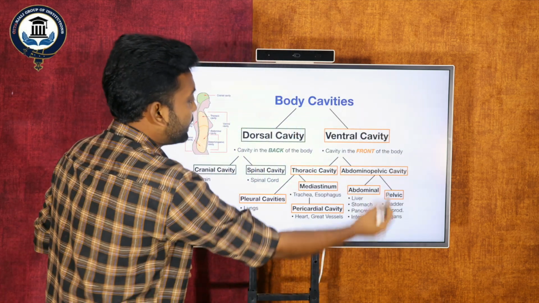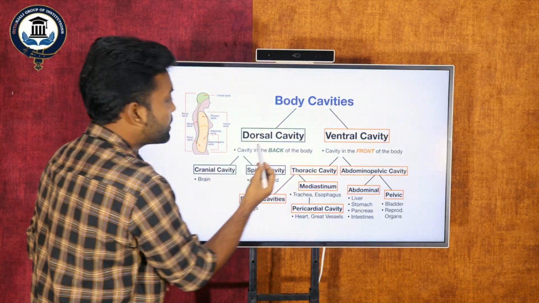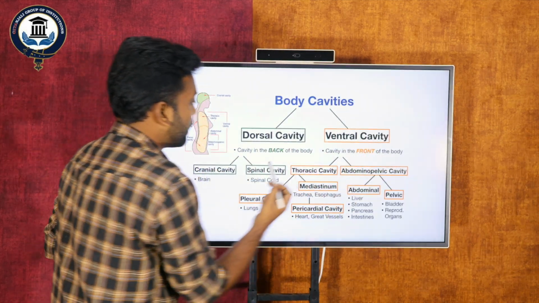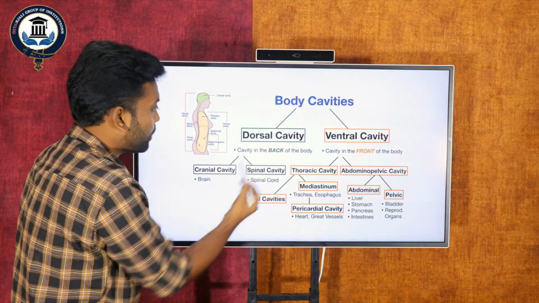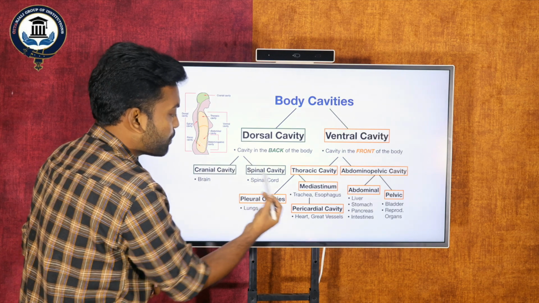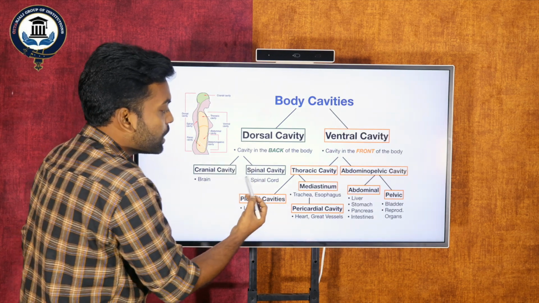And next we can see the diagrammatic presentation of the body cavities. As I told you, the two kinds are the dorsal cavity and ventral cavity. The dorsal cavity is the back of the body. There are two kinds of dorsal cavity, the cranial cavity and spinal cavity. The cranial cavity holds the brain and the spinal cavity holds the spinal cord.